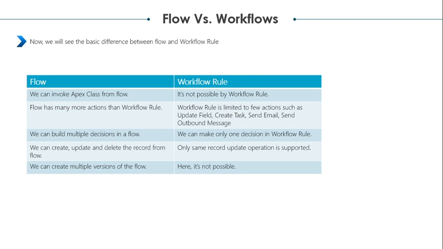Now we will focus on the difference between flow and workflow rule. The first one is that we can invoke the Apex class from flow. Definitely the annotation of the method should be invocable in the Apex class. But in workflow rule, it is not possible. That feature is not there in the workflow rule.